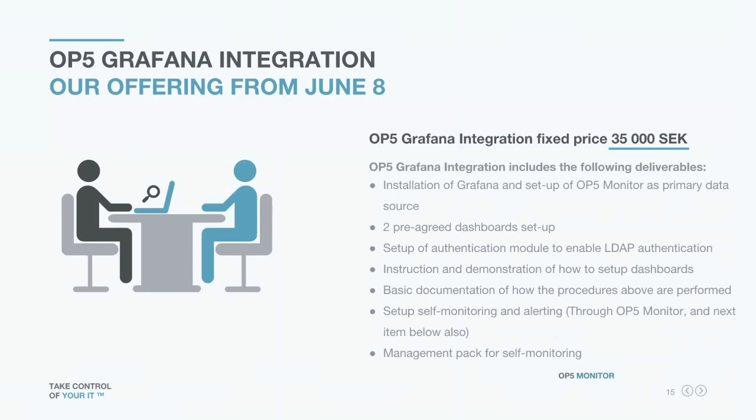First and foremost, we'll install Grafana and set up OP5 Monitor as a primary data source. This means that we enable OP5 Monitor to send its performance metrics to Grafana. We'll set up two pre-agreed dashboards, of course in collaboration with you. We'll set up the authentication module to enable LDAP authentication. For example, you probably have LDAP connected to your OP5 Monitor instance. You would probably like to do the same for the Grafana instance.